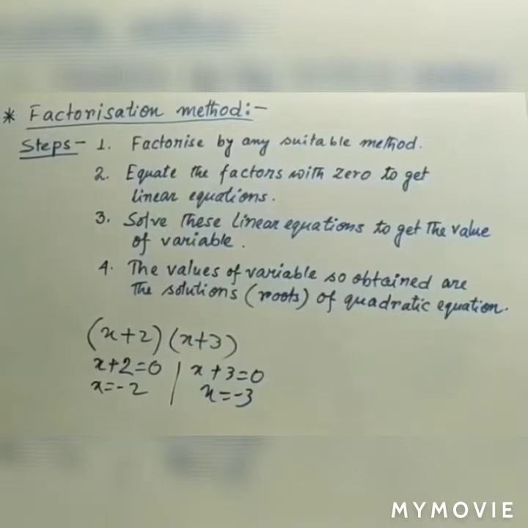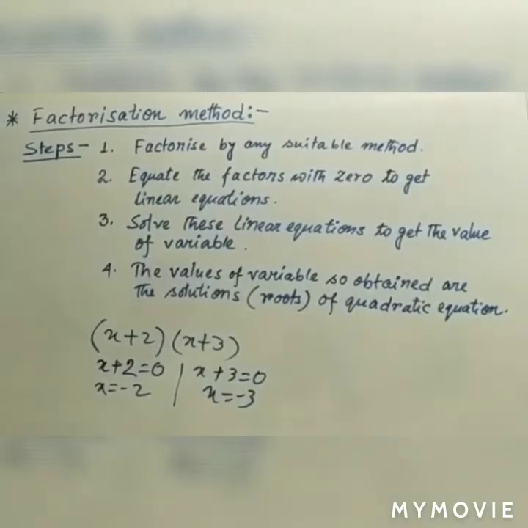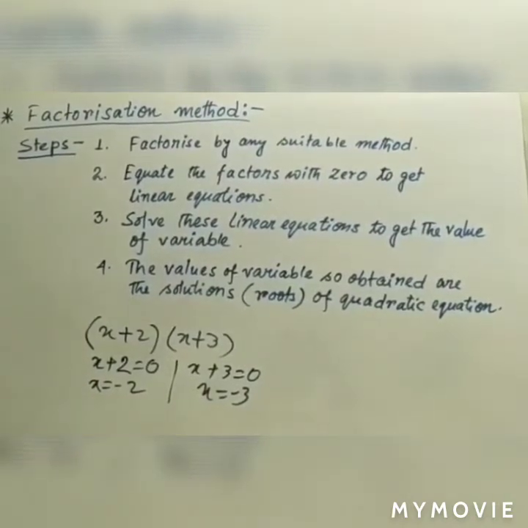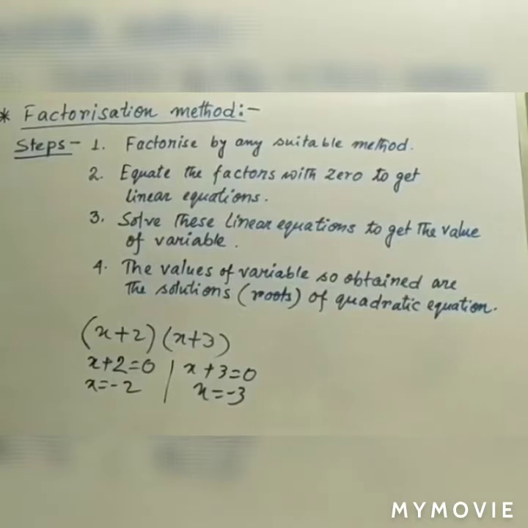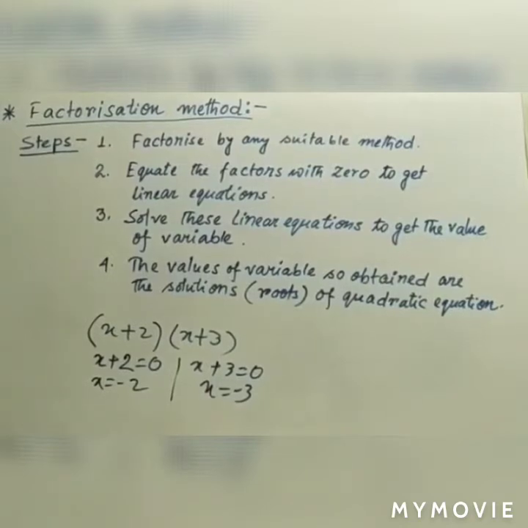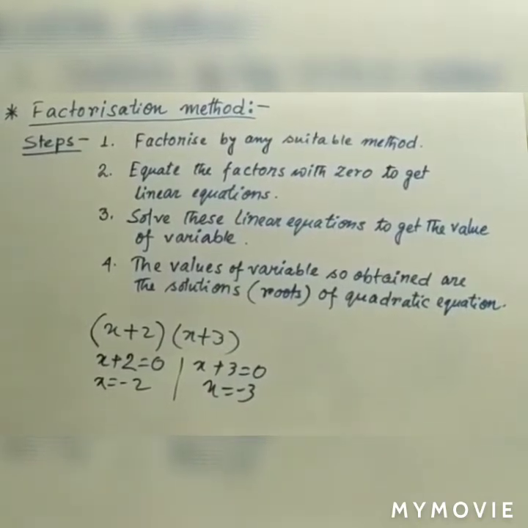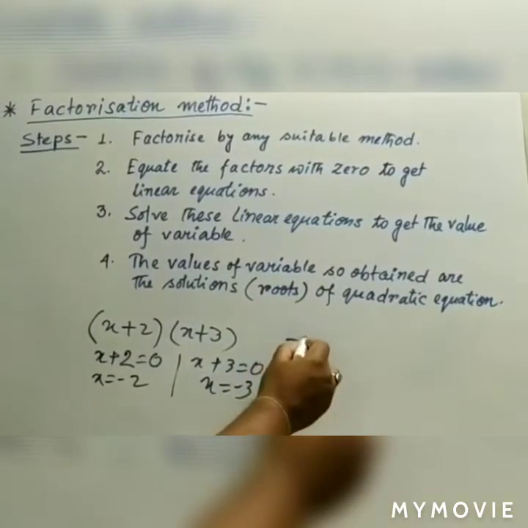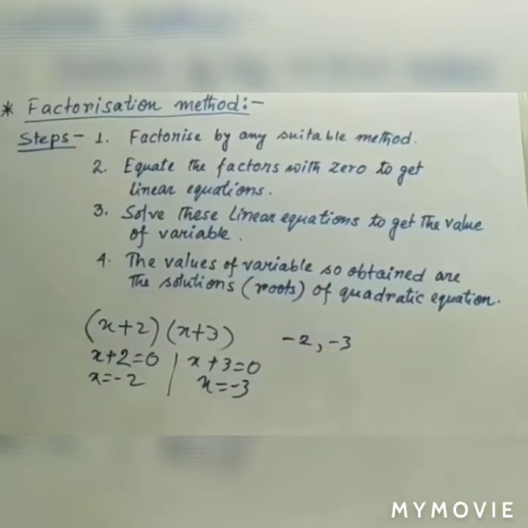So you got the values of the variable x as minus 2 and minus 3. And number 4, whatever values of the variables obtained are the solutions or the roots of the quadratic equation. So you got the answers as x equals minus 2 and x equals minus 3. So minus 2 and minus 3 are the solutions of the quadratic equation. So we can write that the solutions are minus 2 and minus 3.